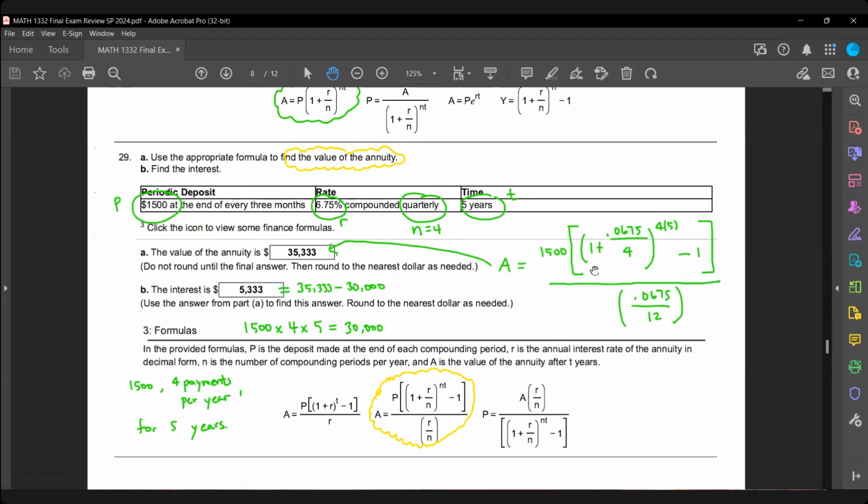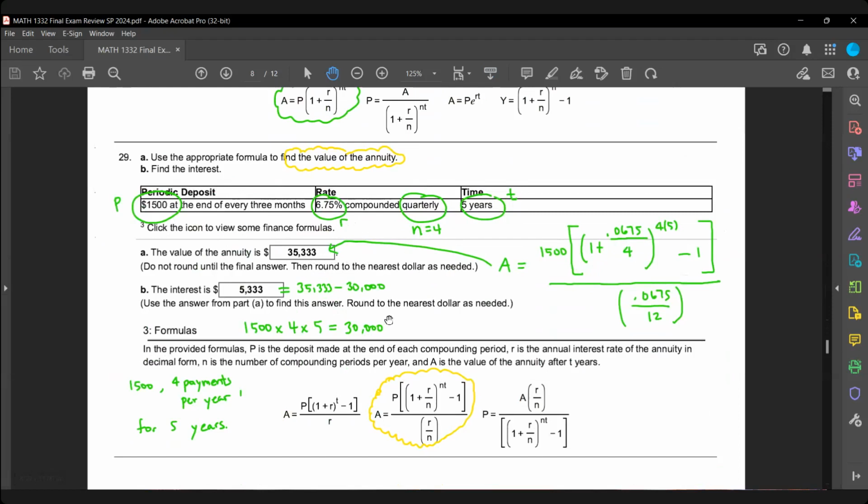I recommend that you do this with your calculator. Make sure that you know how to use your calculator. This computation led to this value. So after 5 years, there is 35,333 rounded to the nearest dollar.